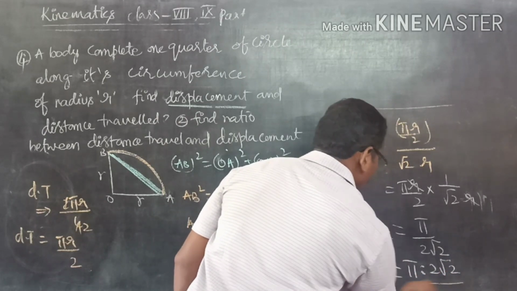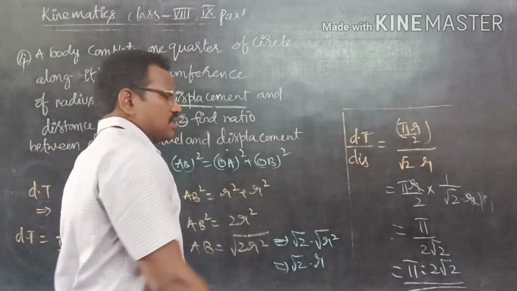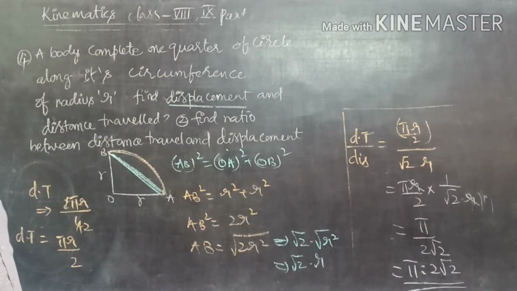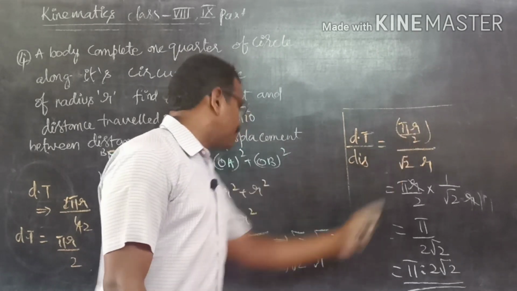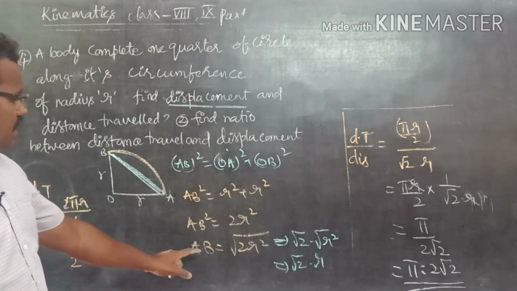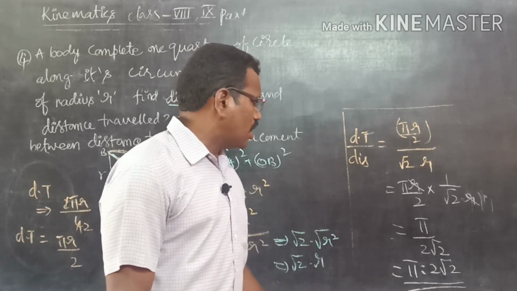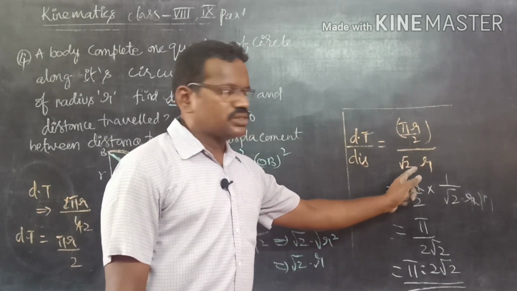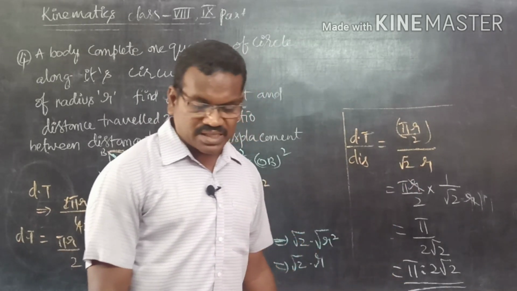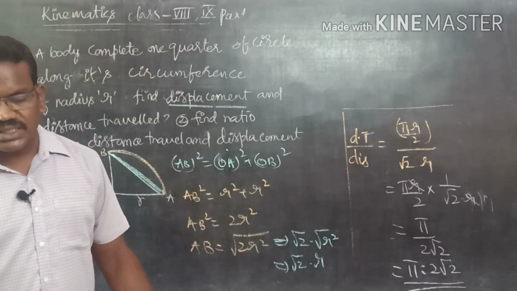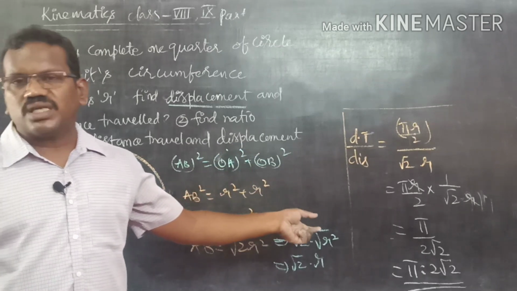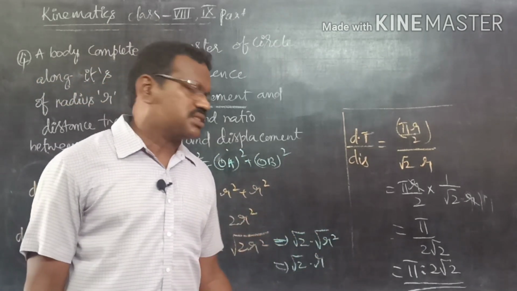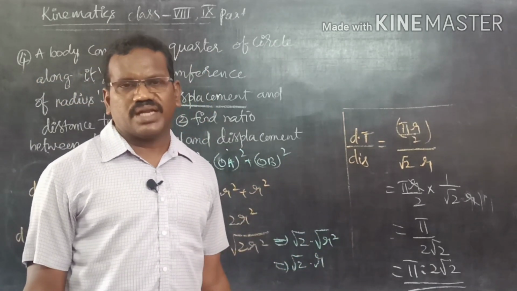Like that we can calculate the ratio between the distance traveled and the displacement. Distance traveled is pi r by 2. Displacement is root 2 r. We take their ratio by applying mathematical principles. For that reason, we repeatedly say that we must know the basic concepts of mathematics while applying the physical formulae.